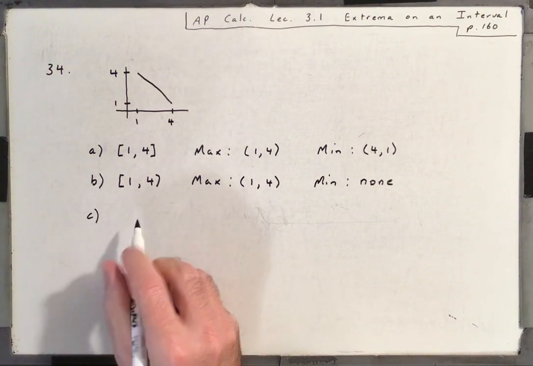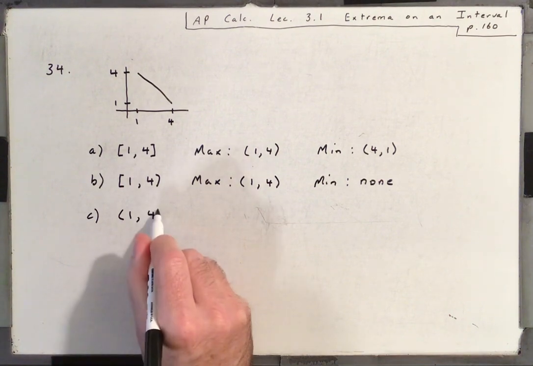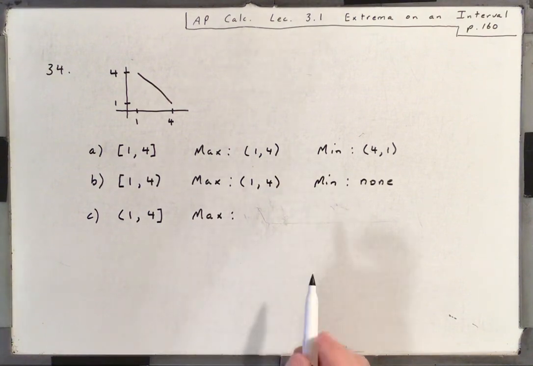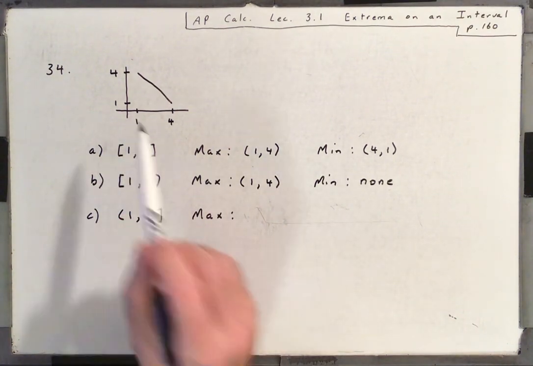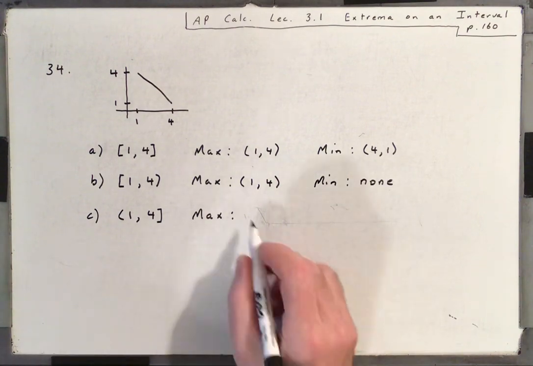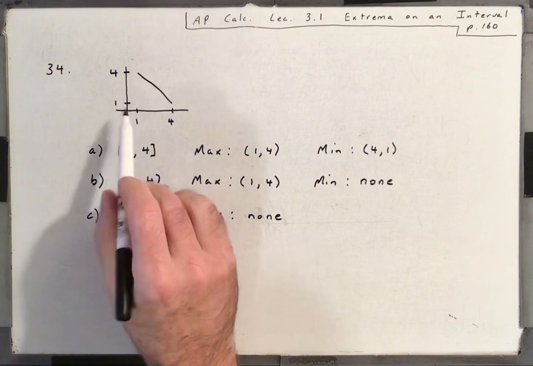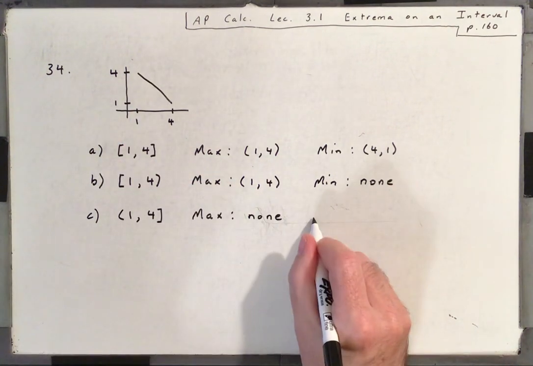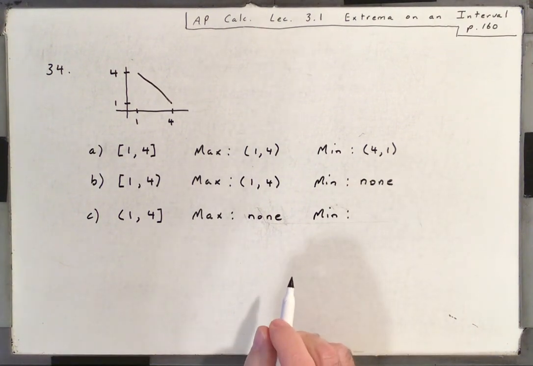All right, let's reverse this process and put the open interval up against the 1. Now you tell me, do we have a maximum at the point x equals 1? The answer is no, because we don't get to include 1. All right, so we can't say the maximum is 4 there.